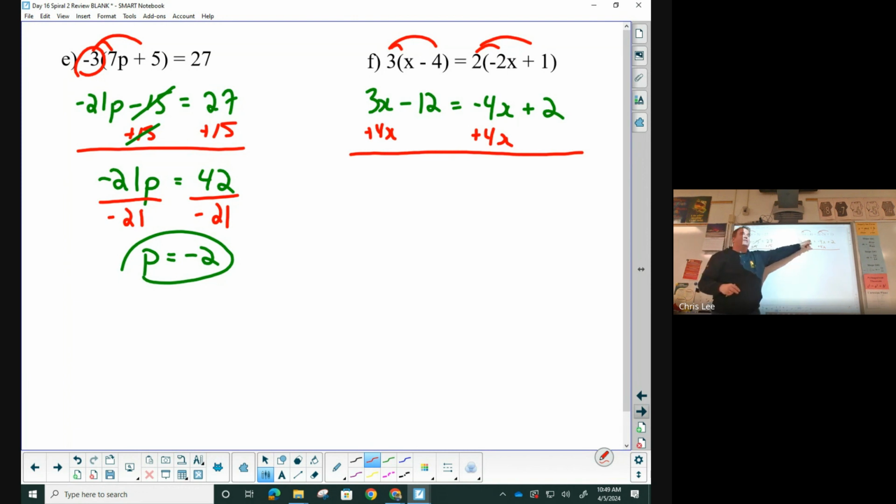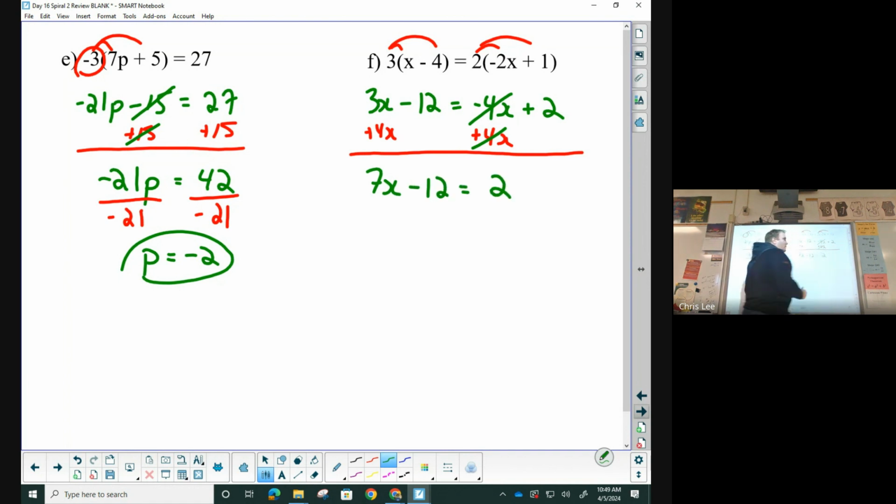Can I combine the x with the 12? No. Good job. All right. So how many x's do I have now? 7x. 7x minus 12 equals 2 plus 4.